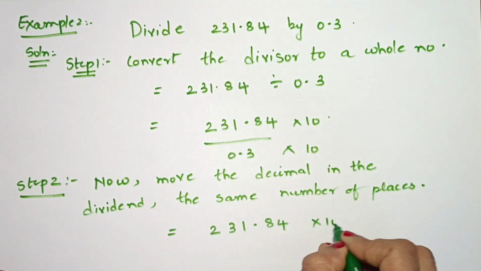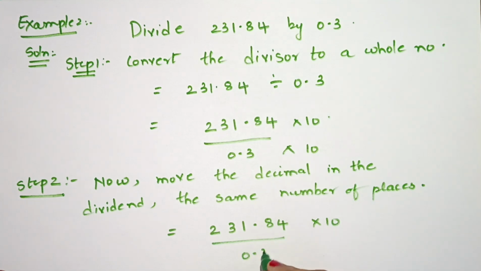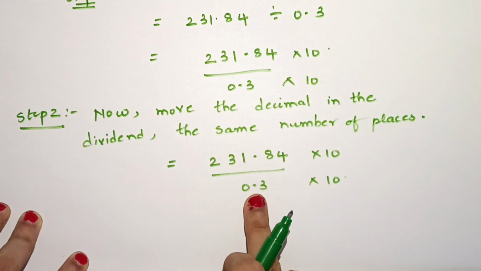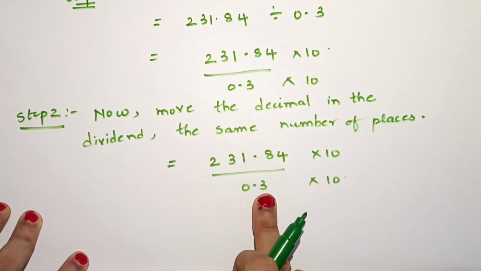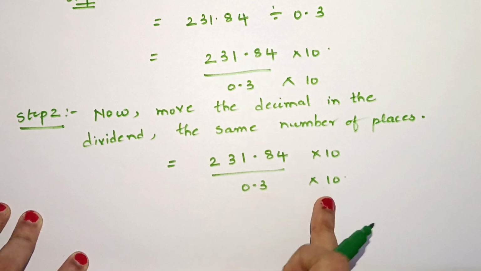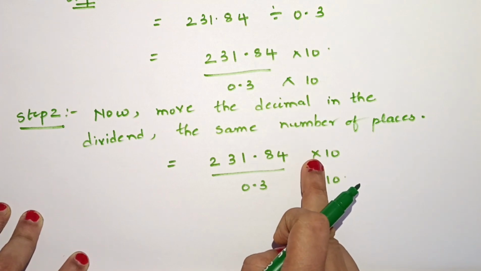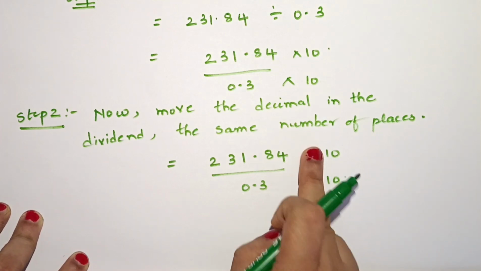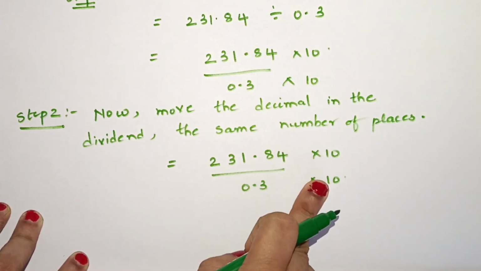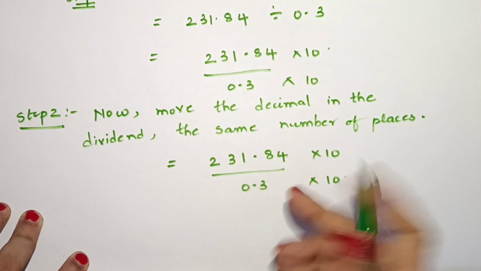231.84 into 10 divided by 0.3 into 10. From where we got this 10? Because in the divisor, how many places you have? You have only one place after the decimal point. So same thing you have to do it for dividend at the same time. So when you see this, this is also called as equivalent fraction.